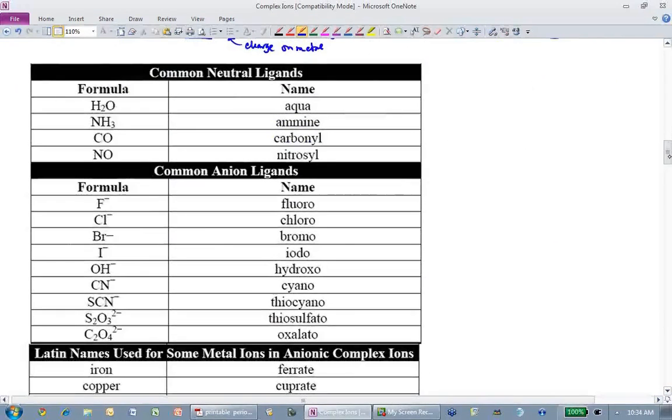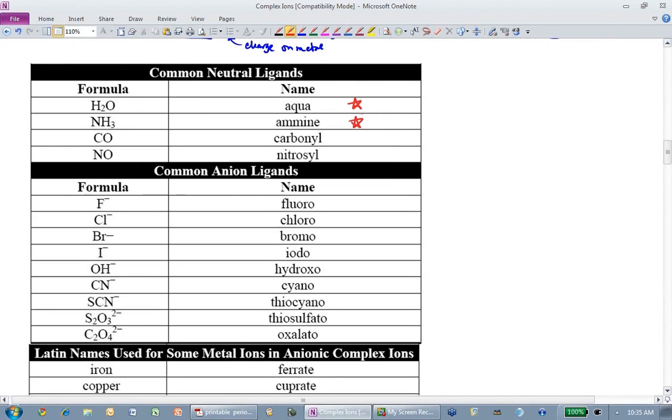So here are some common neutral ligands. Again, I'm going to highlight the ones that are important for you. These two. Aqua and amine. Not that you won't ever see carbonyl or nitrosyl. I hope you have enough exposure now that it wouldn't throw you for a loop, but there's CO and NO. Carbonyl and nitrosyl exist, and they're very common, but not common to the AP exam.